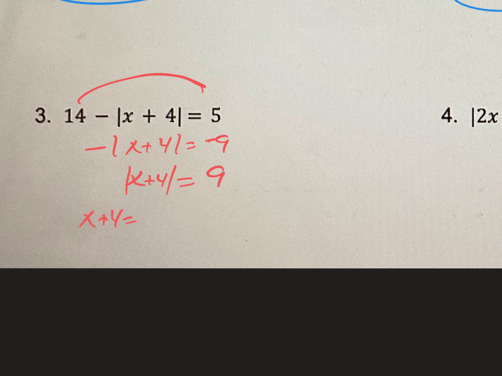I can take it away. X plus 4 is 9. X plus 4 is negative 9. Move the 4 over, we get 5. Move the other 4 over, we get negative 13. And again, you can check those if you want to.